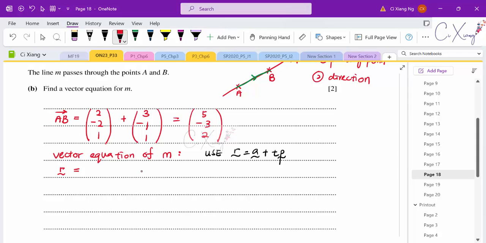For some reference books, they prefer to have OA, then using the direction AB. Okay, so what is OA? The OA will be negative 2, 2 and negative 1. So you can write it as (-2, 2, -1), then plus t, then p. What's the direction of the line? So AB is the direction of the line. So you can put it as (5, -3, 2).